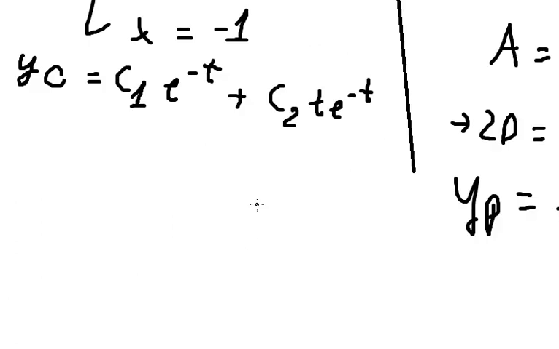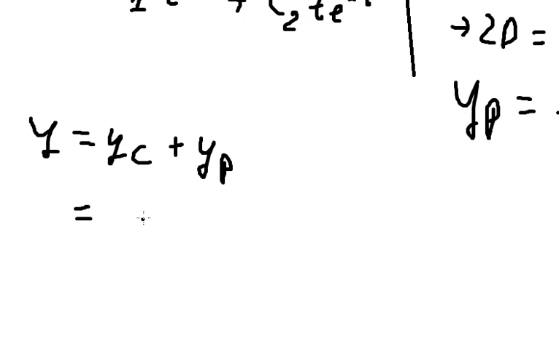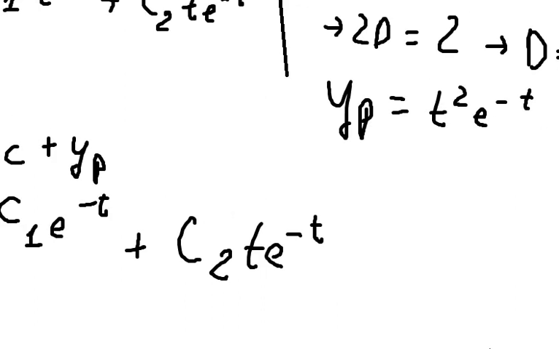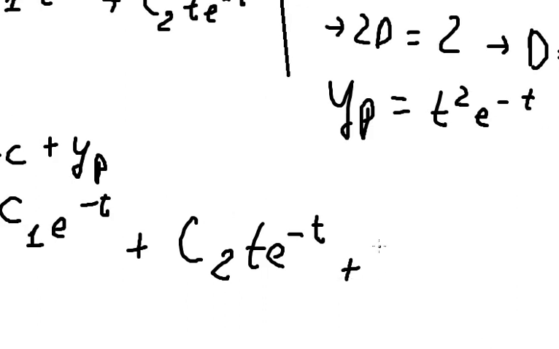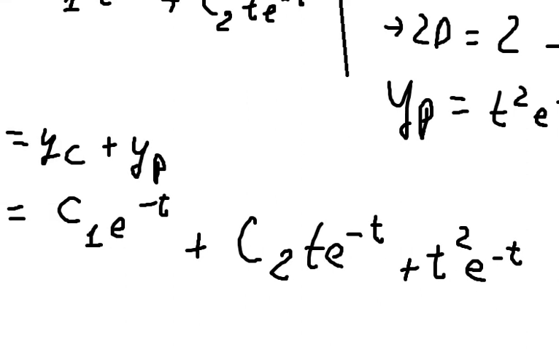Now we combine yc plus yb in here. Yc, that's this one. And yb, that's this one. And this is the final answer.